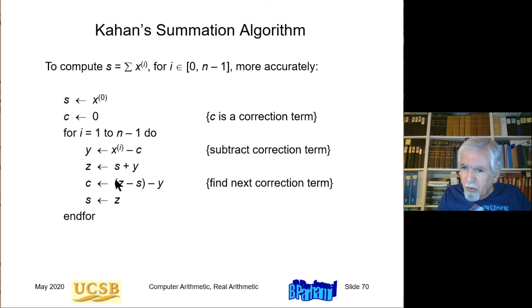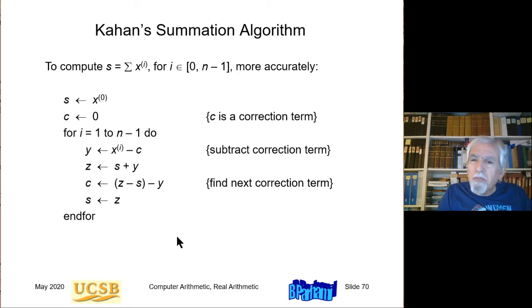Now this calculation, if everything was exact, should yield 0. See, z was assigned a value s plus y. So if you do z minus s and then minus y, the result should be 0. But this won't be 0. It will be a very small floating point number, which is the correction term that you keep around and apply in the next step. And then the next step in turn will generate a correction term.